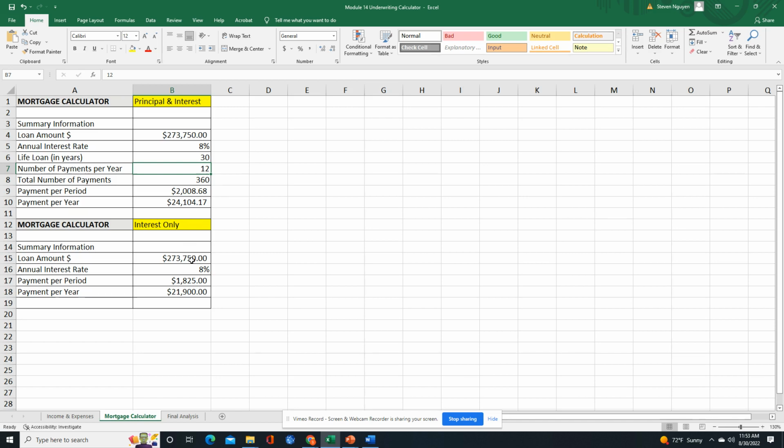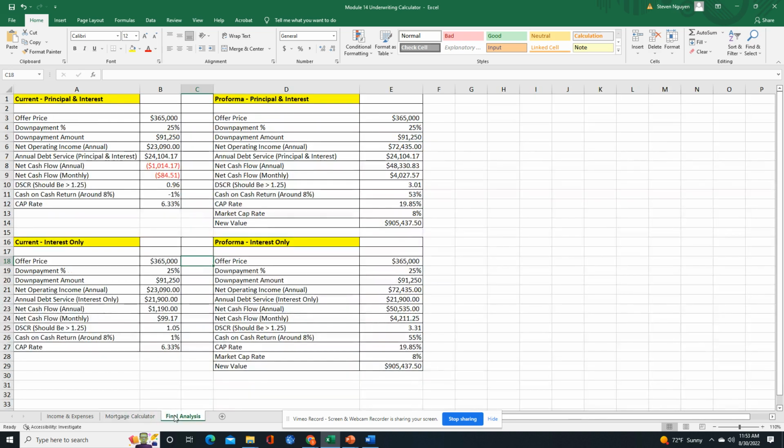So that's how you do it. And then if you do interest only, like if you want to do creative financing or you have the interest only option, you just do your loan amount, you get your 8% interest, and then it's simple math, right? It shows a formula here. You do the loan amount times 0.08, and you divide it by 12, and then you do your payments per year. It's 21,000 or about 22,000. So you save about $2,000 a year, right? So this calculates that, and then you have your final analysis tab.